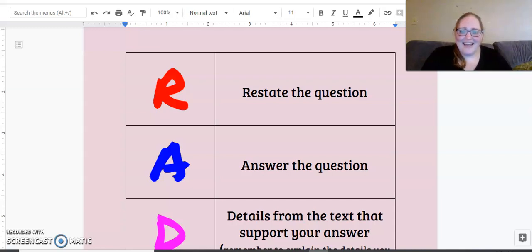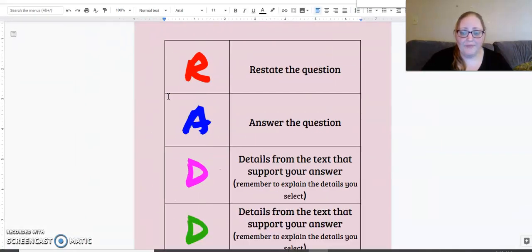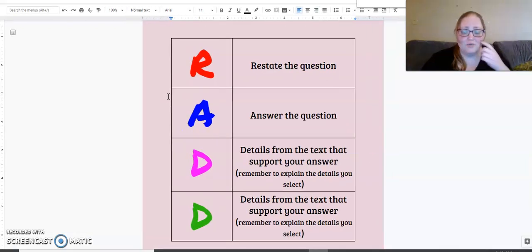Hi, everybody. Today we are going to be working on a strategy for writing that you have been introduced to before. The strategy is RADD, and we are going to review the strategy, read a portion of the text, and then try to answer a question using this method.